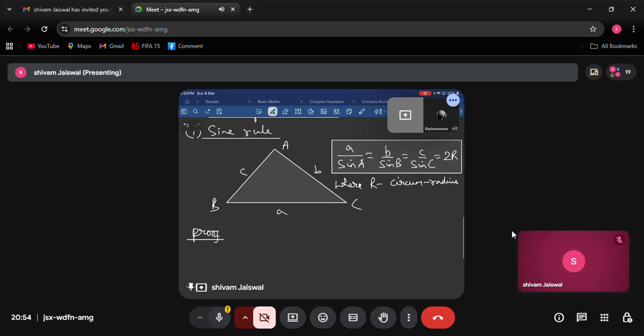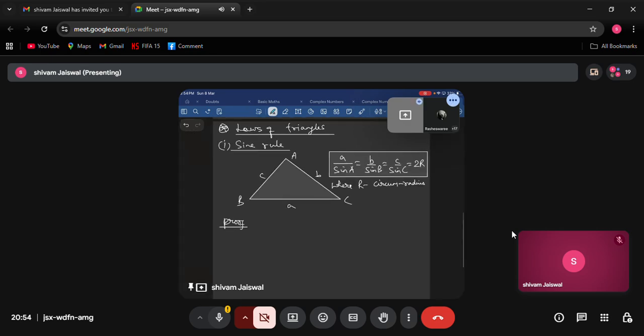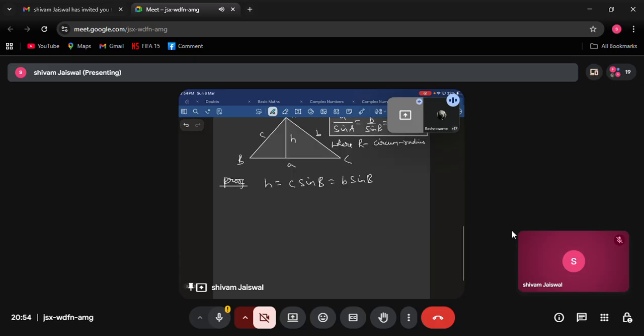First of all, you can understand that if this is the height of the triangle, then height is equal to c sine B is equal to b sine C. Right, tell me everyone. Height is equal to c into sine B and is equal to b into sine C. So I can say that c by sine C is equal to b by sine B. Call it equation 1.